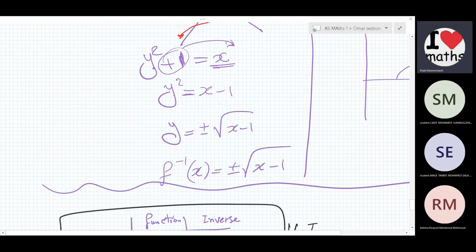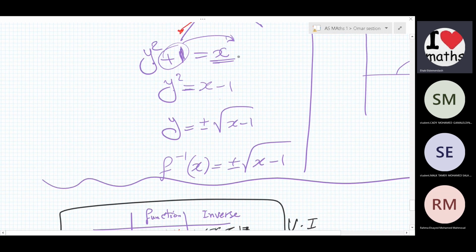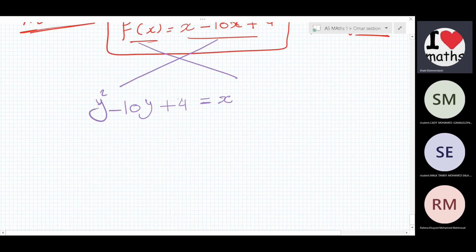Why was it easy? Because you can see that y squared plus 1 is equal to x, so y squared is equal to x minus 1, and then to get rid of the power 2 you took the square root for both. But in this question I will not be able to do the same. I don't have only one y. There is y squared and there is another y, so I have two different types of y: y to the power of 2 and y to the power of 1.